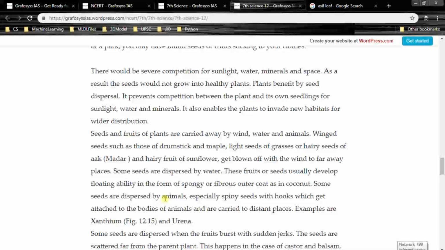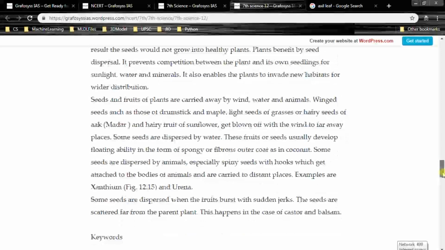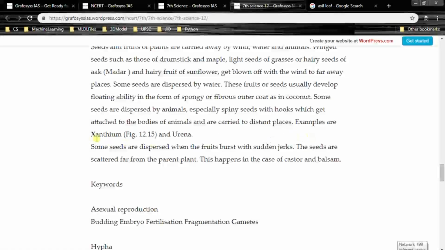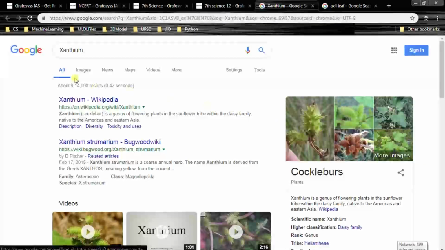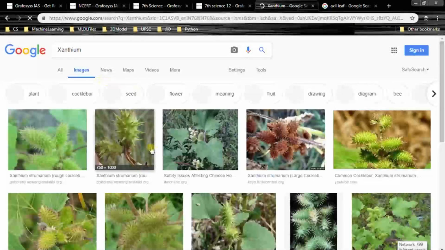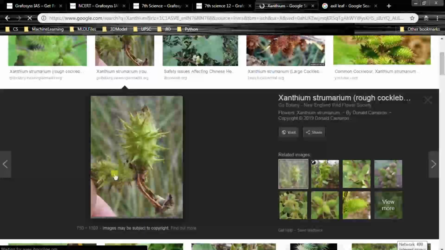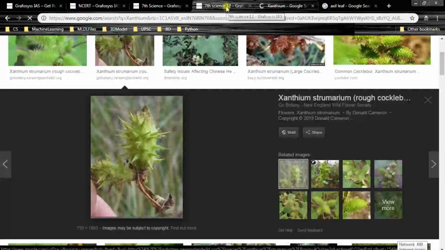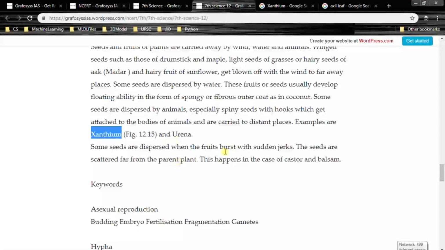Some seeds are dispersed by animals, especially spiny seeds with hooks which get attached to the bodies of animals and are carried to distant places. Examples are xanthium and urena. So what is xanthium? So these are the xanthium, right? These are the xanthium and urena.